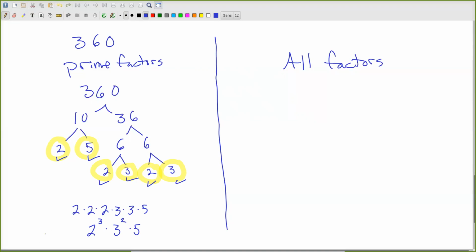And the point is that should equal 360. So when you do a prime factorization, it's always a good idea to whip out a calculator to double check. So let's whip out a calculator to double check.